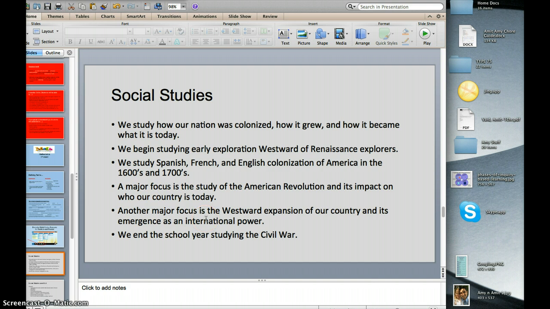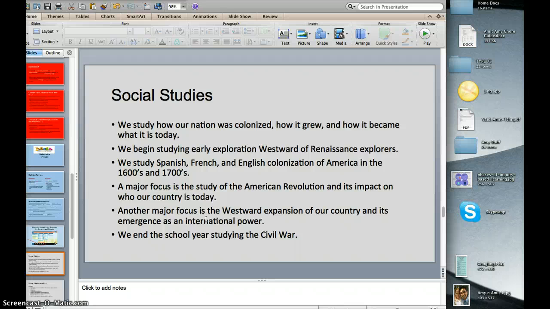At the end of the year, towards March and April, we study westward expansion and its emergence, and its impact on our country, and how it allows us as the United States to emerge into an international power. And by the end of the year, we study the Civil War.